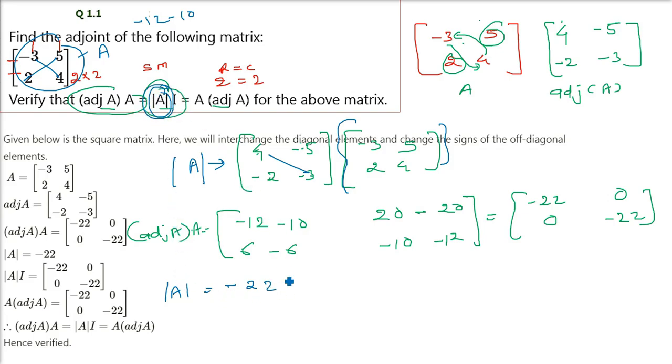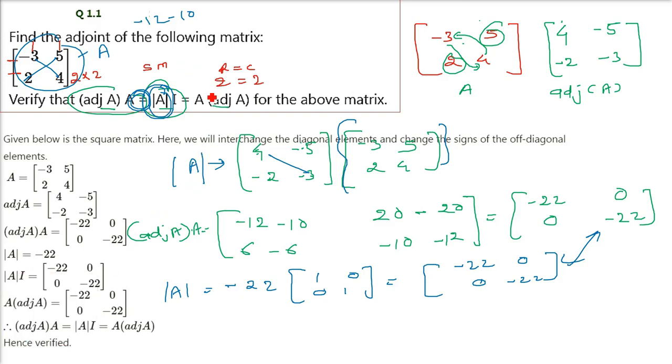Now multiply it by the identity matrix. I am writing the 2 by 2 identity matrix. Now this is a scalar multiplication. Take -22 inside and multiply with every element. You get the same as the previous one. So these two we have equated. I hope you got the idea.